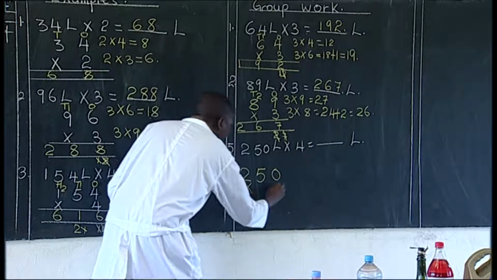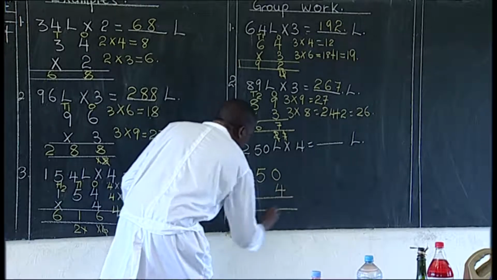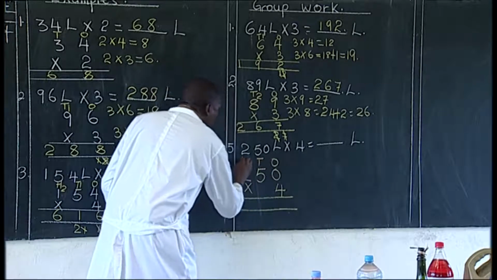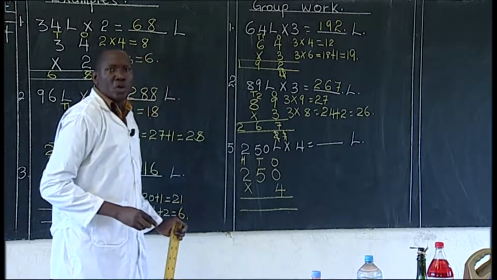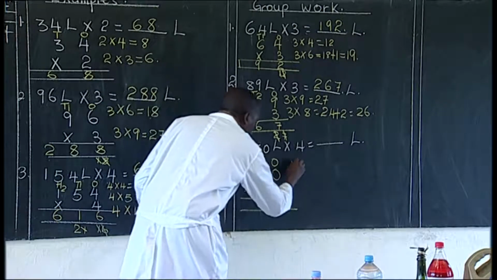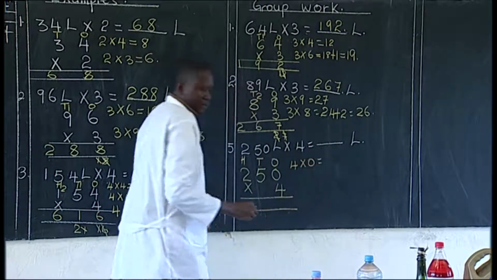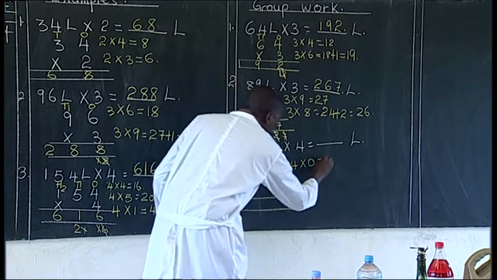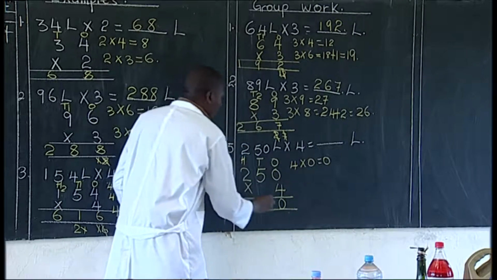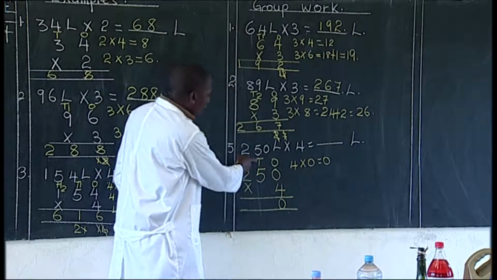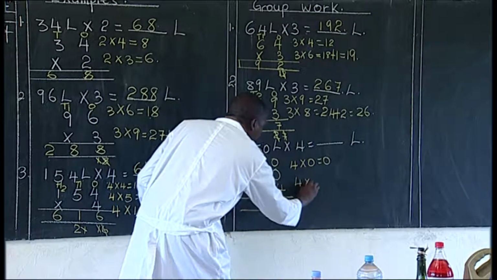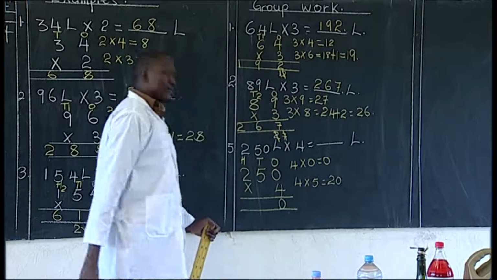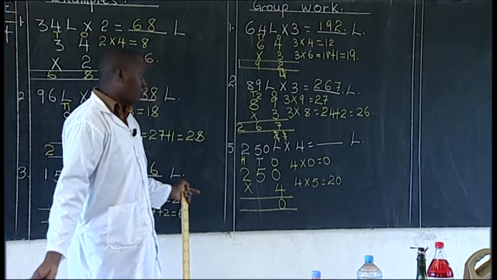250 times 4. Name the place values. Ones, tens, hundreds. Quickly show your working. 4 times 0 equals what? Equals a 0. So put here a 0. Go to the place values of tens and say 4 times 5 equals 20. Yes. Did we keep? No. So we shall not add.